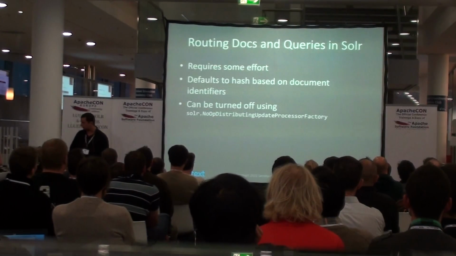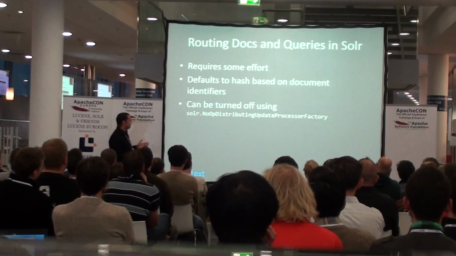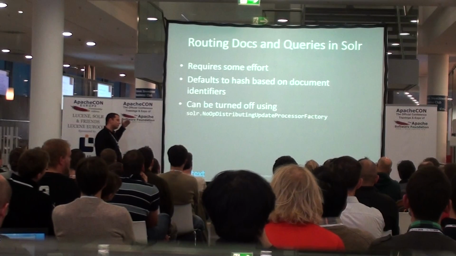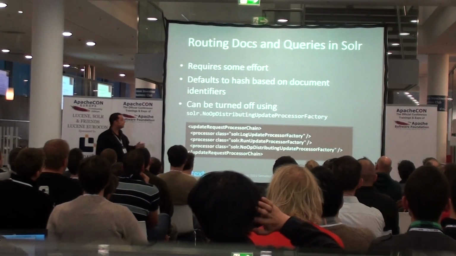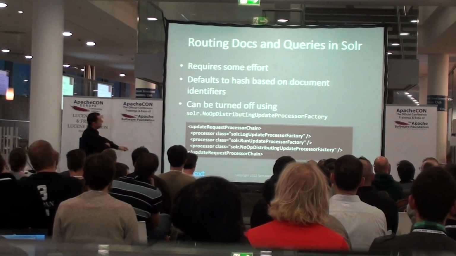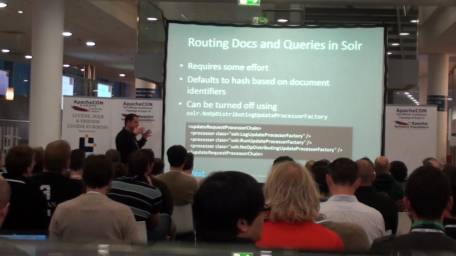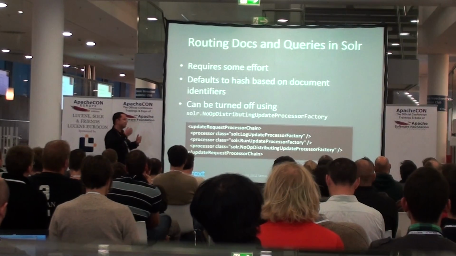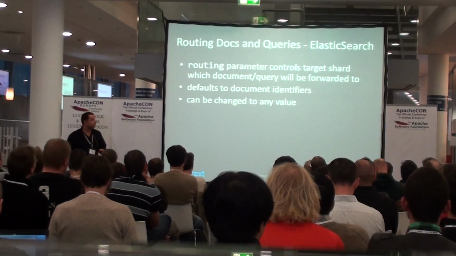What we can do in Solr requires some effort. We have to configure the proper update request processing chain with the node distributing update processing factory, and we have to put the data there by knowing which shard we want, and whether it's a leader. If not, it will be a leader. In Elasticsearch, we have something called routing.